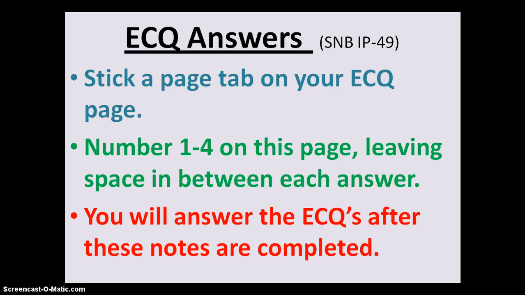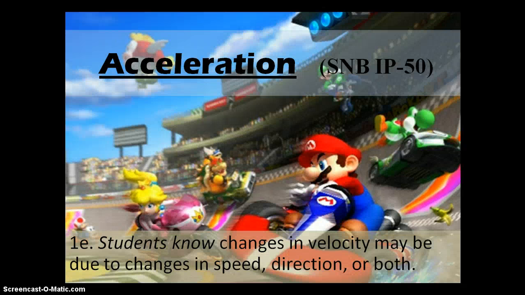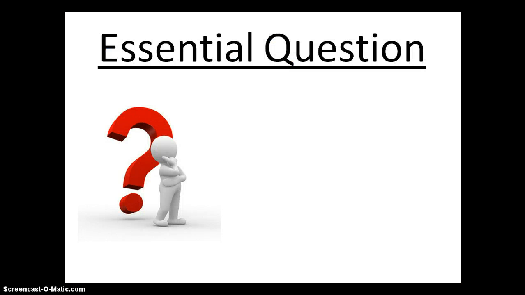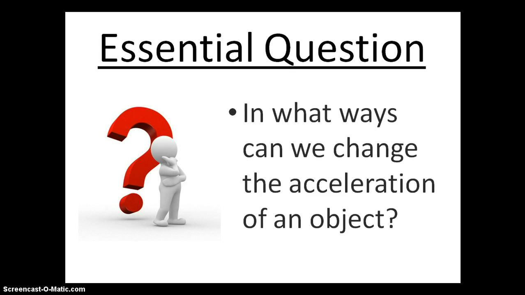Alright, we're ready to begin our notes. You're going to turn your notebook to page IP50. Title it Acceleration. These are Cornell notes. That means there's a top section for the essential question, left side for questions, right side for notes, and the very bottom side is for the summary. Have your highlighters ready. Make your key if you haven't, and we're ready to begin. The essential question is, in what ways can we change the acceleration of an object? Go ahead and pause and write if you need to.